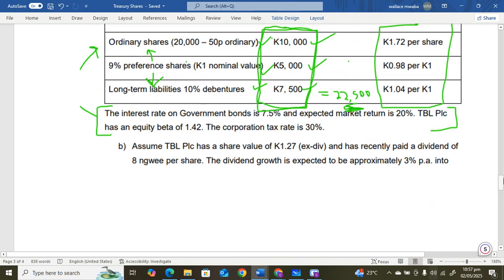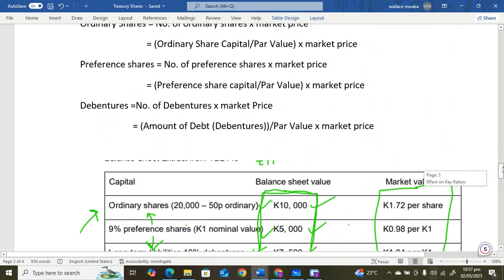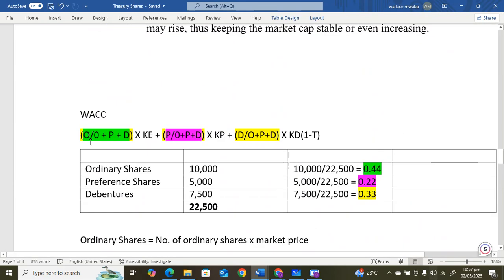Okay, now we start with calculating the costs. After you've got the weightages, now it's time to get the costs: cost of equity, cost of preference shares, cost of debt. Now, what technique we use is dependent on the information given.